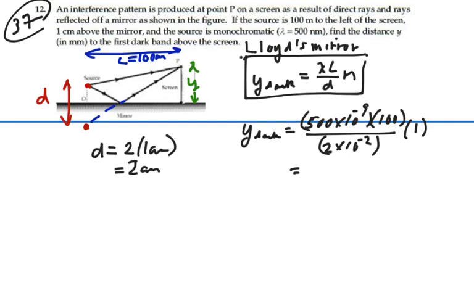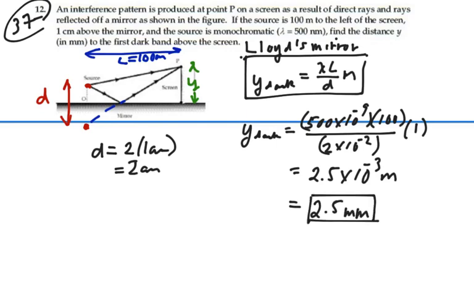2.5 times 10 to the minus 3 meters, or 2.5 millimeters. 2.5 millimeters up on the screen from the center point is going to give us the first dark band above the screen.